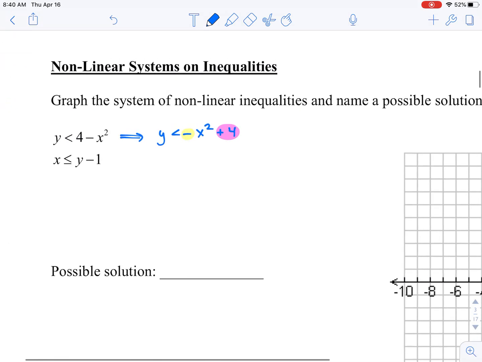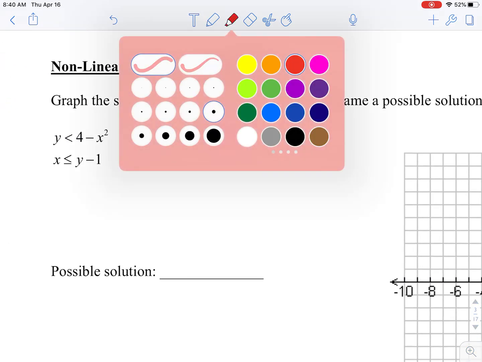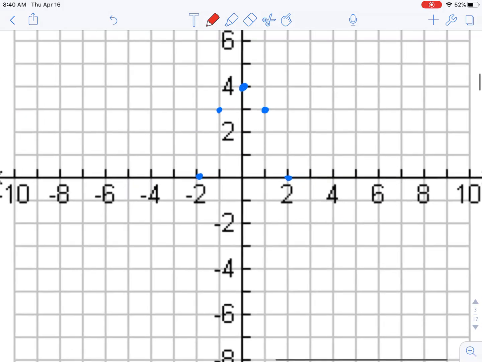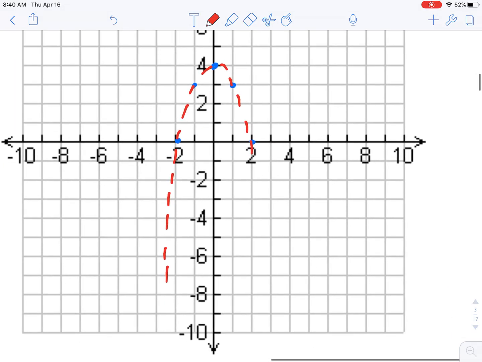The next question to ask yourself is, is this going to be dashed or solid? Looking at that inequality, it's going to be a dashed inequality. So connecting your dots with a dashed line, I would extend this, your lines going down.